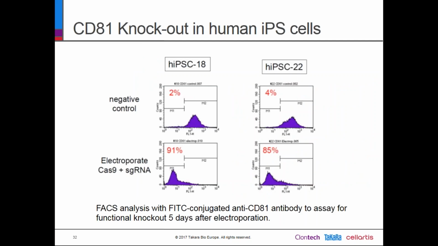We also knocked out again the CD81 target, and here we did not use a genome-based method to measure the knockout, but functional knockout. And again, we used the iPS cell line 18 and also the cell line 22. And what you can see here, so this is the control showing the CD81 expression at the surface, and we could achieve very high functional knockout, so over 85% with this electroporation experiment. And this was measured 5 days after electroporation. So functional knockout is always higher compared to this mutation detection analysis because this mutation detection assay will detect mismatches, and it always underestimates a bit the gene editing efficiency.